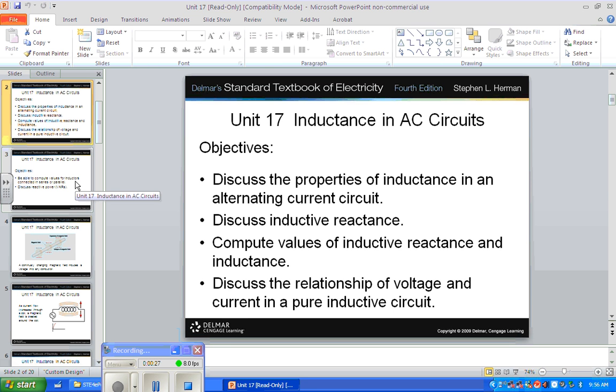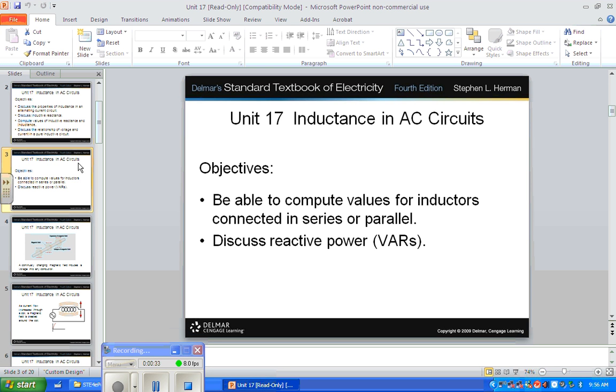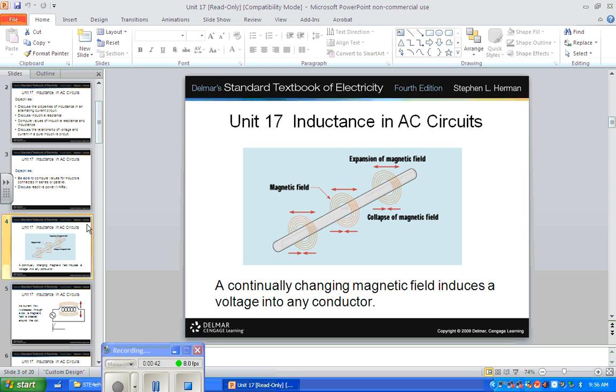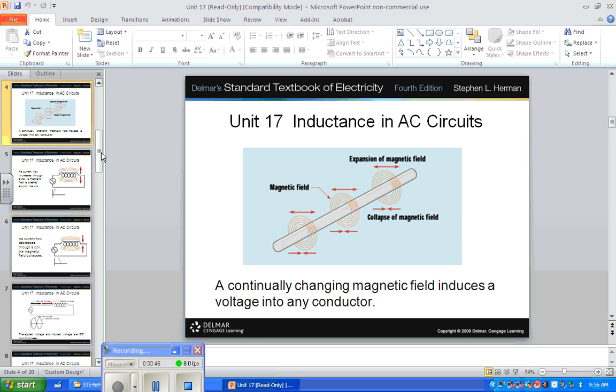Let's go look at the next thing. Properties, we just looked at that, didn't we? Oh, that didn't switch. All right, be able to compute values for inductors connected in series or parallel, and discuss VARs, which is reactive power. Reactive power is the result of inductive reactance. What a shock, right? Okay.